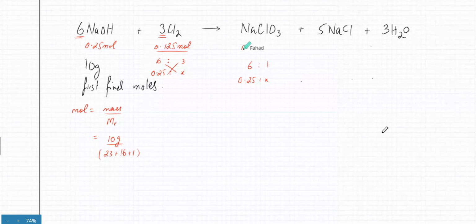फिर इसकी भी निकाल सकते हो. इसके moles निकालने हैं, 5 NaCl. So you can use ratios with any of the substances that are already known. So it's 1 ratio 5. तो किसी के साथ भी कर लो, 6 ratio 5 कर लो. तो 0.25 ratio x हो जाएगा. So it's going to be 0.25 into 5 divided by 6.